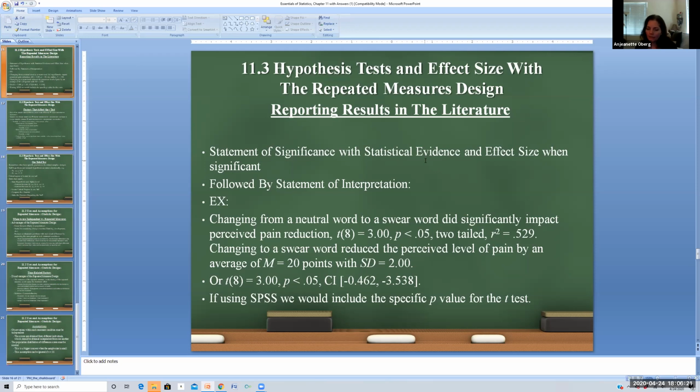Our statistical evidence is t(8) equals 3, p is less than 0.05, two-tailed, R squared equals 0.529. I'm partial to R squared. In ANOVA, you see those commonly used. So I'm partial to R squared, but most people use confidence intervals. So your statistical evidence piece just changes a little bit based upon whatever effect size you want to use. But here's our confidence interval being reported.